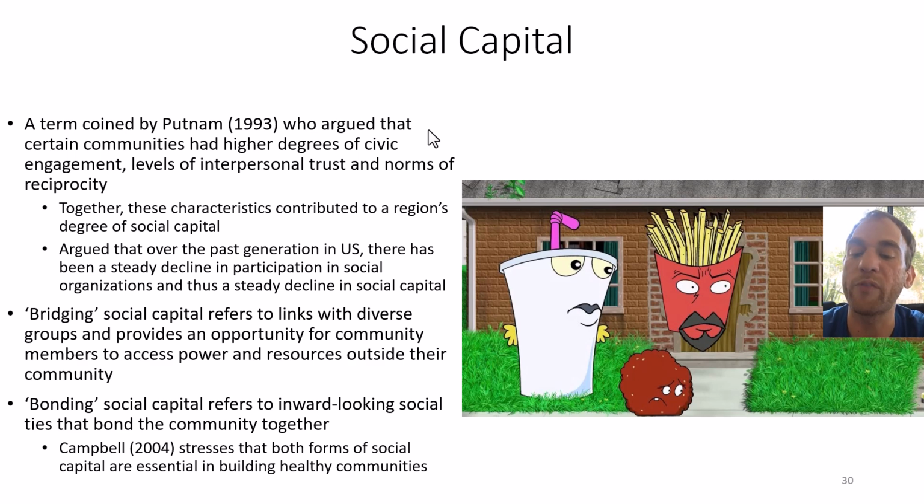Bridging social capital refers to links with diverse groups and provides an opportunity for community members to access power and resources outside their community, while bonding social capital refers to inward-looking social ties that bond the community together. Campbell, 2024, stressed that both forms of social capital are essential in building healthy communities.